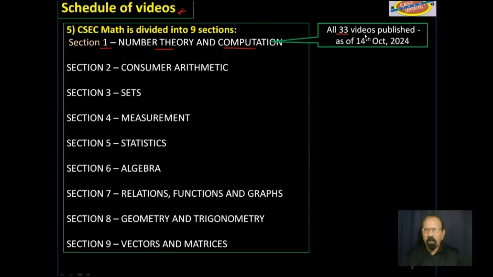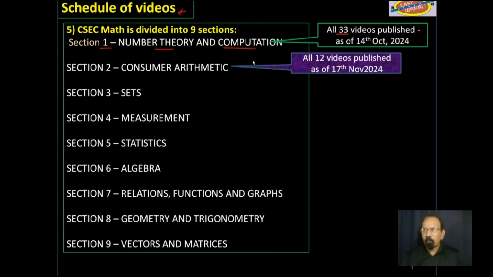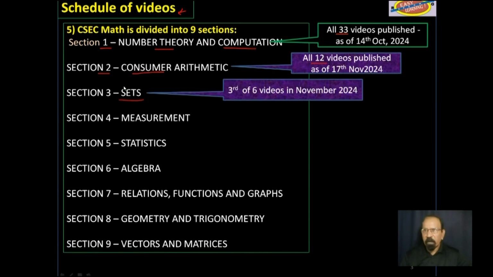All 33 of those videos have been published on YouTube in their entirety. Section 2, consumer arithmetic. All 12 of those videos have been published on YouTube in their entirety. And I am now working on sets. This is the third out of 6 videos from this section.